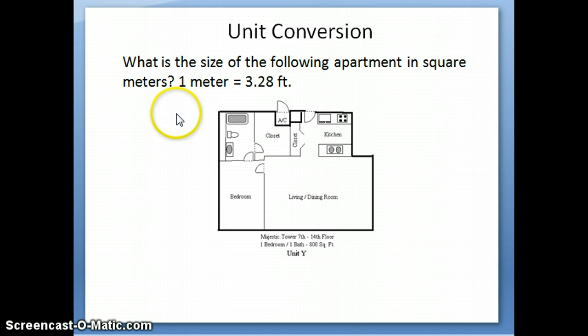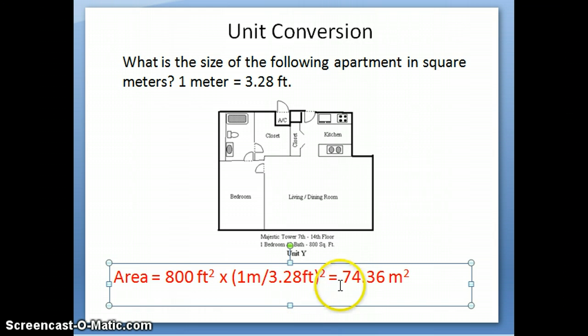In this particular case, here's a design of an apartment, and it's given at the bottom here that the size of the entire apartment is about 800 square feet. The question is, what is the size of this apartment if you want to express it in square meters, with 1 meter being given as 3.28 feet? Again, just like the previous problem, what you want to do here is stop the video, work on this problem yourself, and then continue it again to see how you're going to relate the measurement here in square meters.